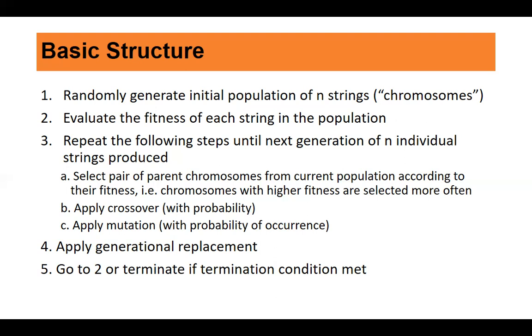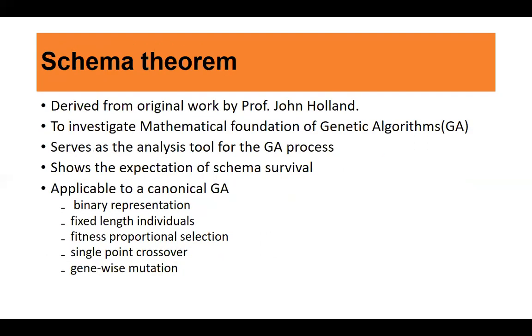Now, let us look at the mathematics behind genetic algorithms, that is the schema theorem. The schema theorem is derived from the original work by Professor John Holland. Its purpose is to investigate the mathematical foundation of genetic algorithms. It serves as an analysis tool for the GA process. It explains why GAs work by showing the expectation of schema survival. What we're talking about in schema theory is how schemata survive.